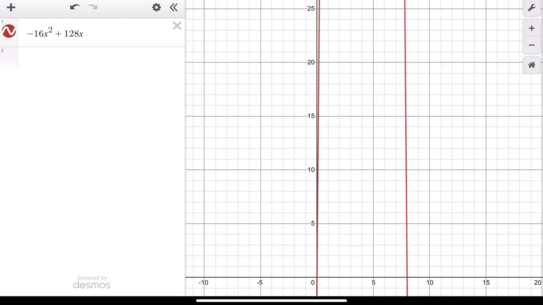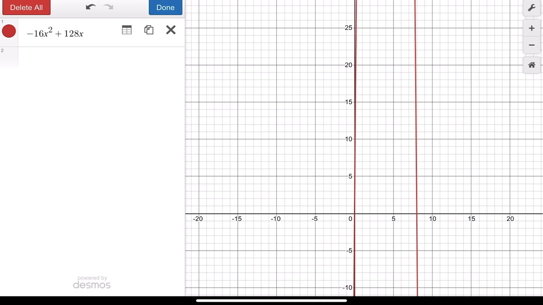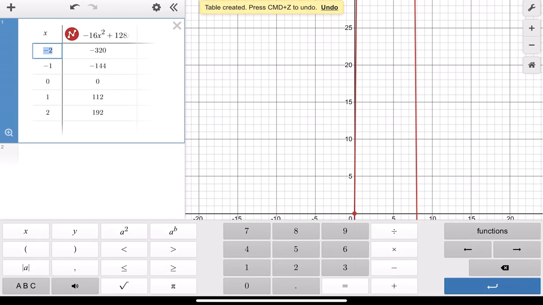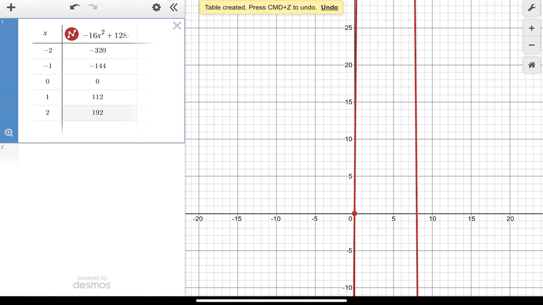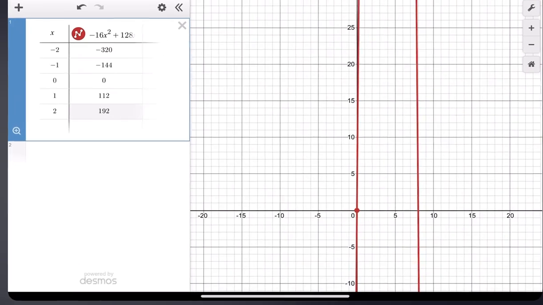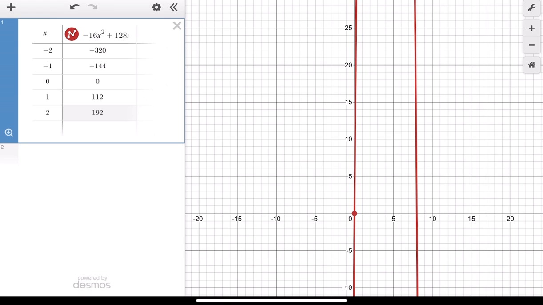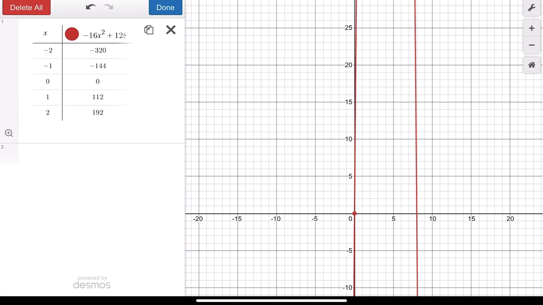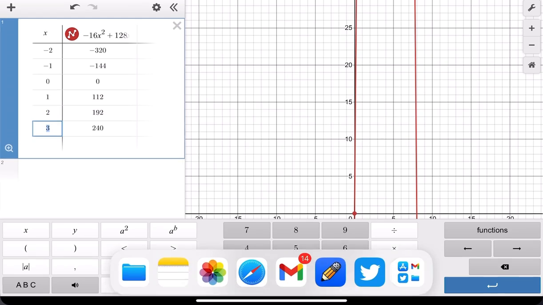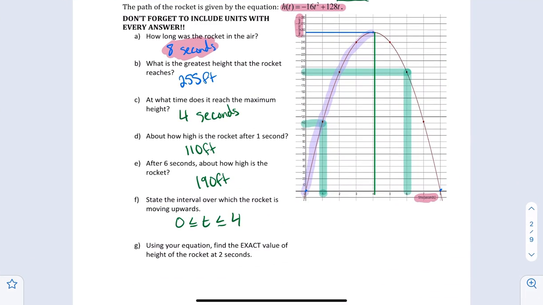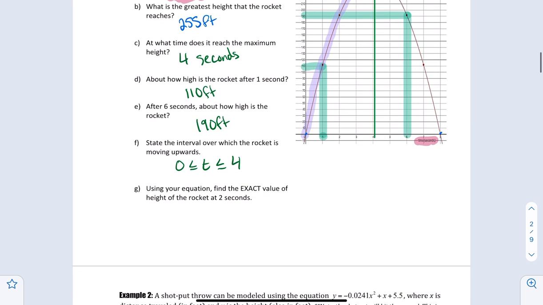You can see that my window zoom might not be the best, but I'm going to hit the settings button, tap the table button, and when I plug in a 2, it looks like I get an output of 192. So again, I'm just looking at the table that I get by clicking the settings button and pressing on the table, and when I have an input of 2, I get an output of 192. So H equals 192 feet.